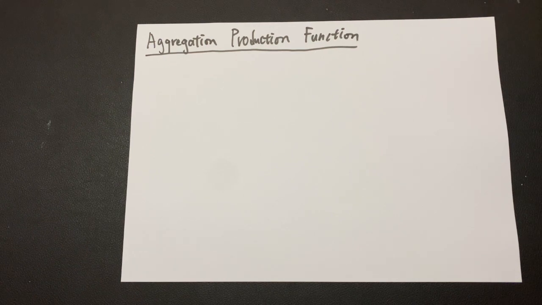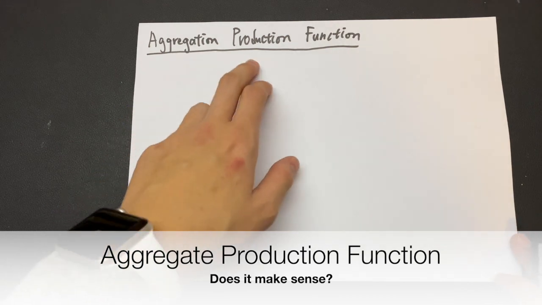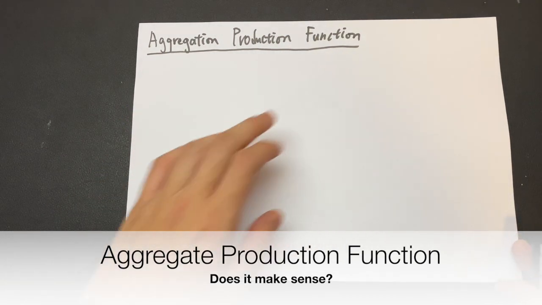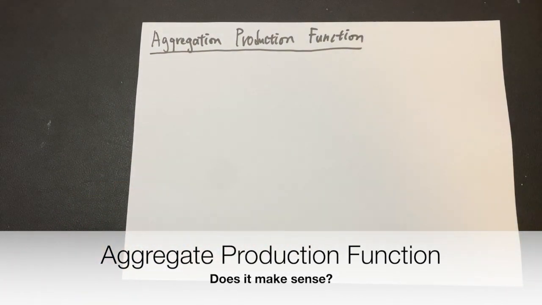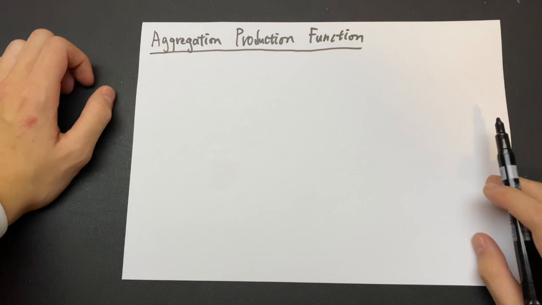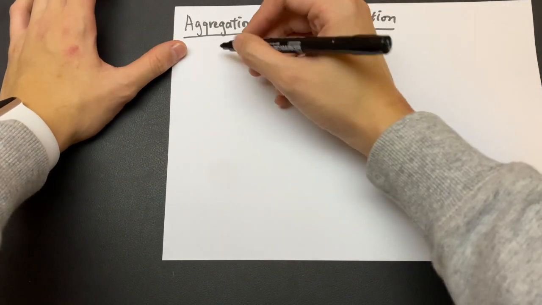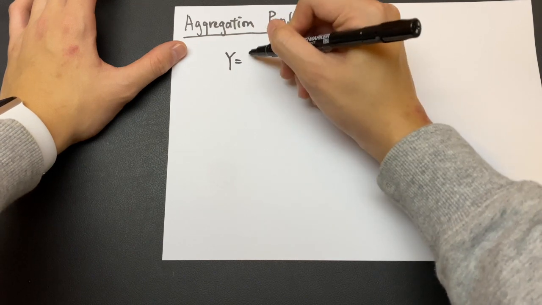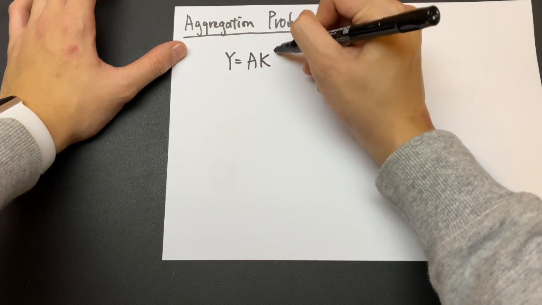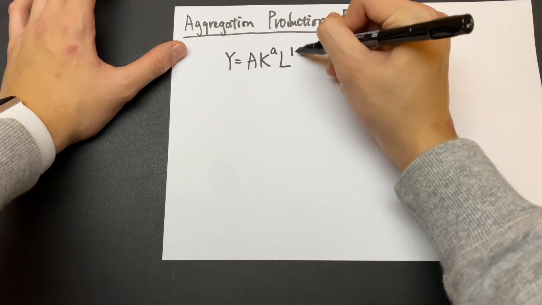So welcome to today's video, and I'm going to talk about the aggregate production function in macroeconomics. In macro models or macro papers, we can very often see that the aggregate production function is given in this form: Y = A K^α L^(1−α).